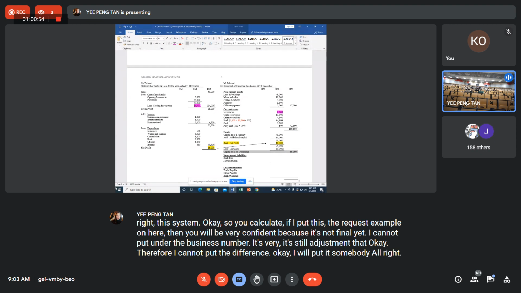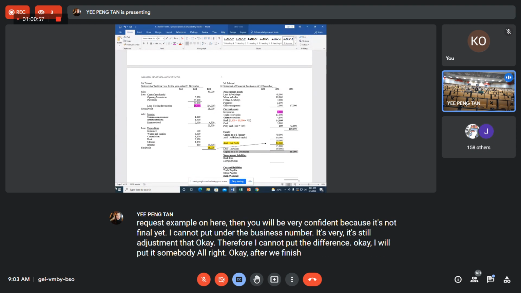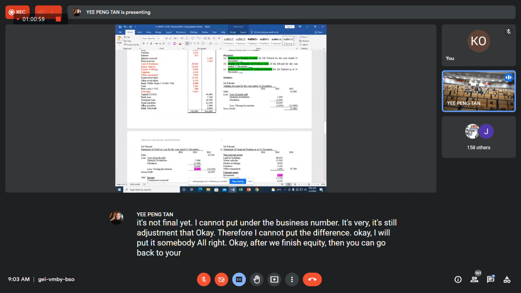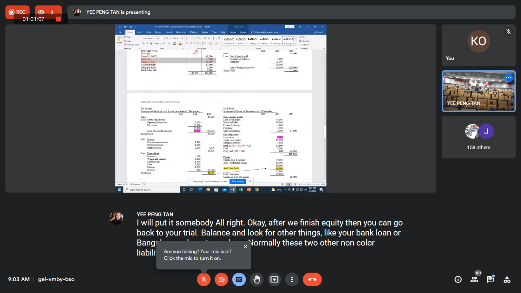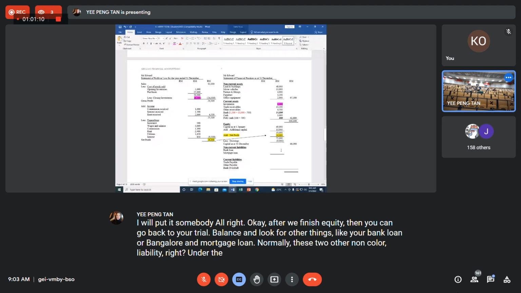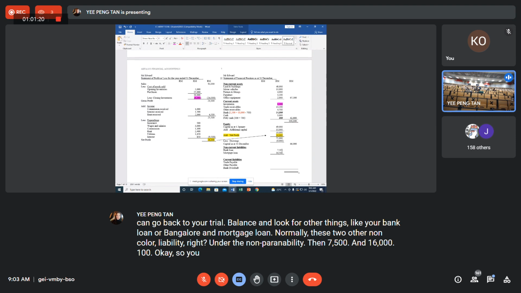All right. Okay, after you finish the equity, then you can go back to your trial balance to look for other things like your bank loan and mortgage loan. Normally, these two are the non-current liability. All right, so you put under the non-current liability then 7,500 and 16,500. Okay, so you will get a total of 24,000 for your total non-current liability.